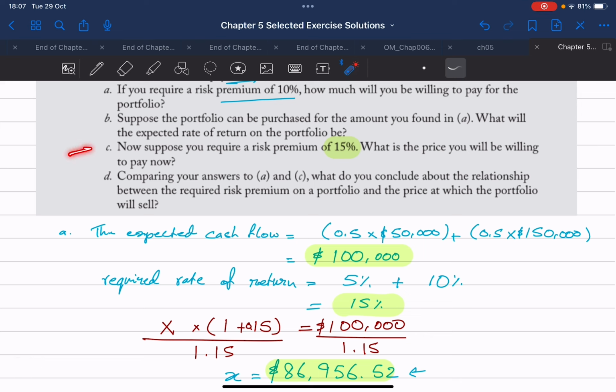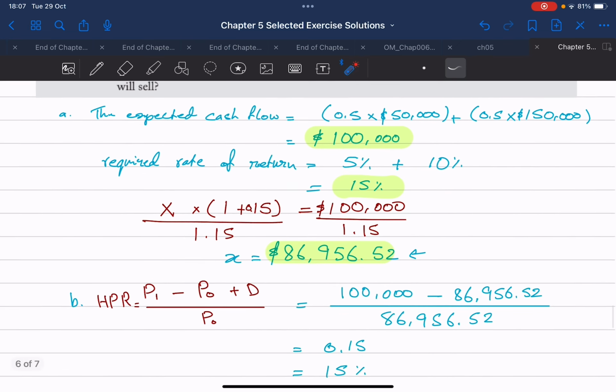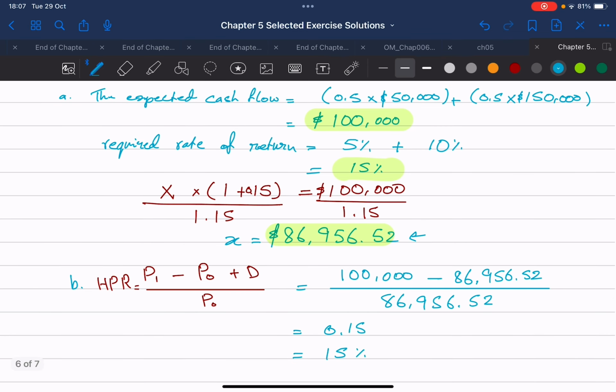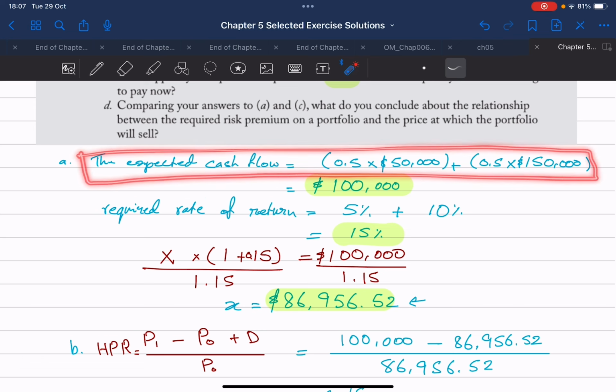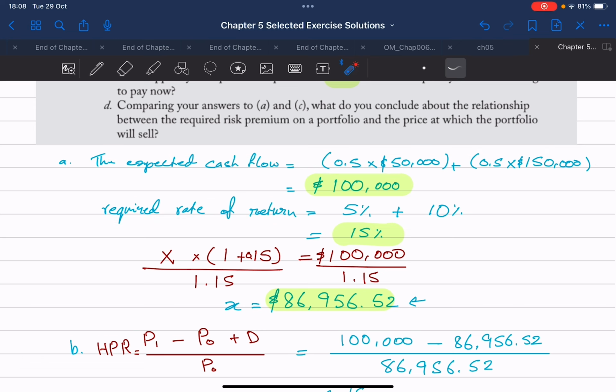Now suppose you require a risk premium of 15% this time. So as you can see, the risk premium has increased from 10% to 15%. What is the price you will be willing to pay now? Basically, we're going to repeat what we've done in A, but this time our required rate of return is not going to be 5% plus 10%. It's going to be 5% plus 15%. Okay? We don't really need to repeat this part. We already know this. This is not going to change. We're just going to repeat this section right here.